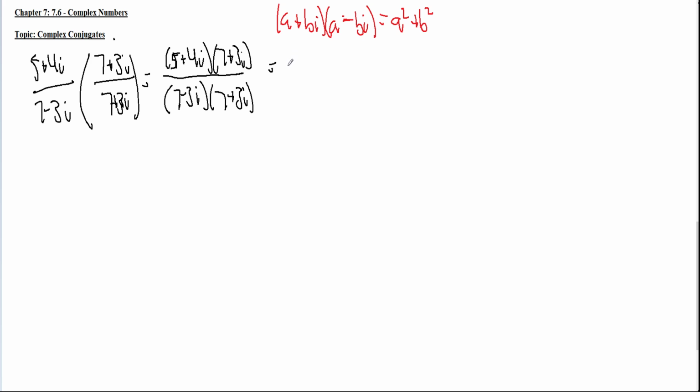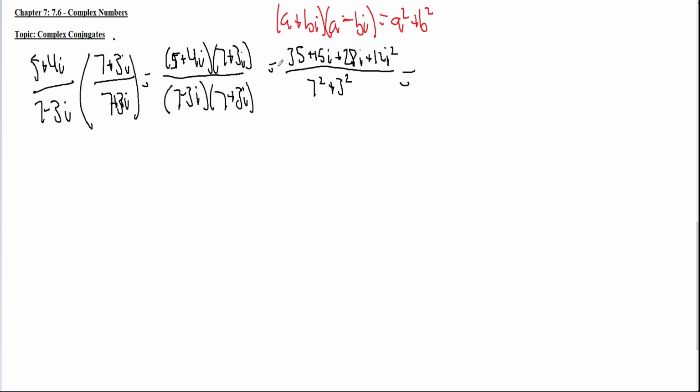So for our numerator, we can FOIL this to simplify it. So we would have 35 plus 15i, and then we move on to our second number, so plus 28i, and then plus 12i squared. And all that is being divided by 7 squared plus 3 squared. Whoops, not 3i, 3 squared. I even said it, but I still wrote it wrong. Okay, and that's because we have the conjugate pair in our denominator, right? So we can just use our general definition.